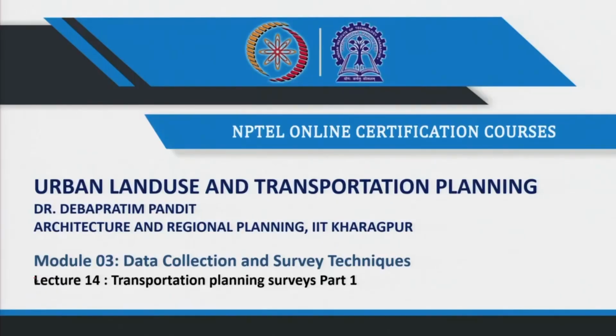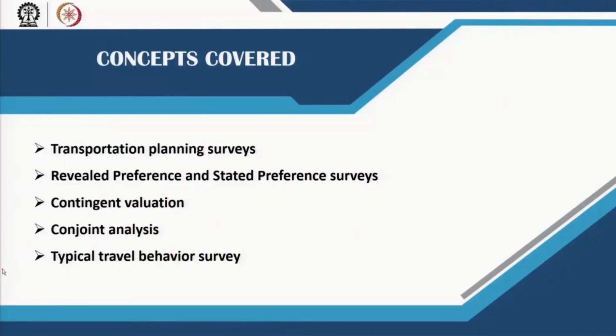Welcome back. In lecture 14, we will cover different types of transportation planning surveys, and this is part 1 of the lecture, and after this we will have part 2. So the different concepts that we will cover in this lecture are the common types of transportation planning surveys: revealed preference and stated preference surveys, contingent valuation, conjoint analysis, and typical travel behavior surveys.